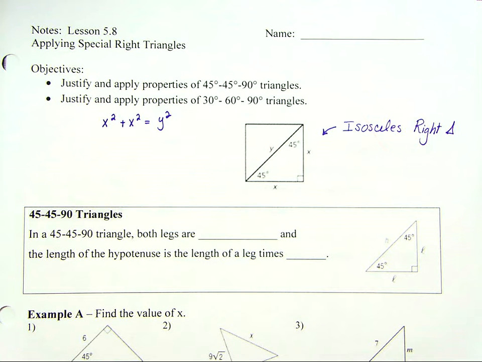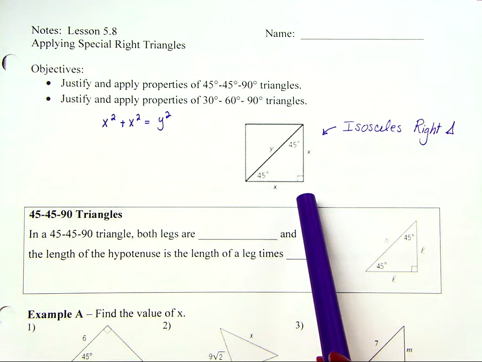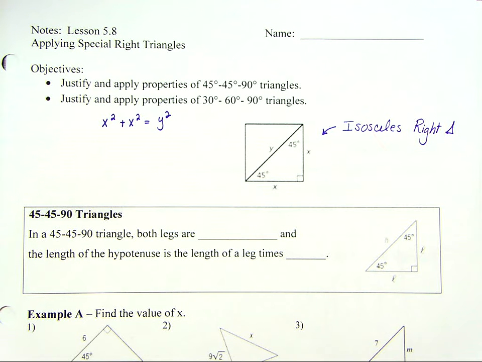Lesson 5.8, we are going to discuss special right triangles. And by special right triangles, I mean right triangles that we see occurring frequently. So I'll ask you to take a look at the diagram at the top of your page and think about how you would classify that triangle.